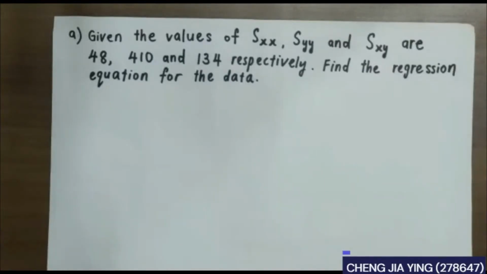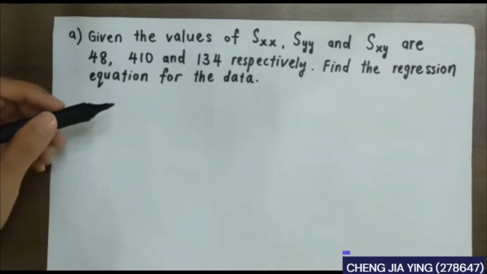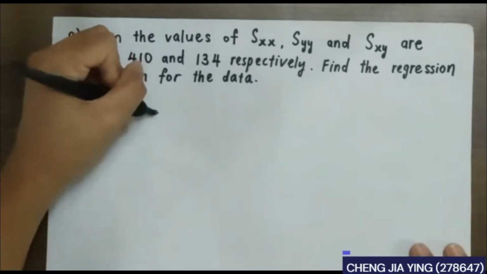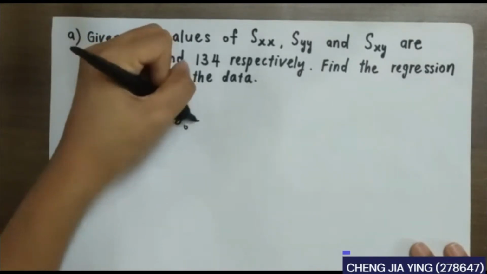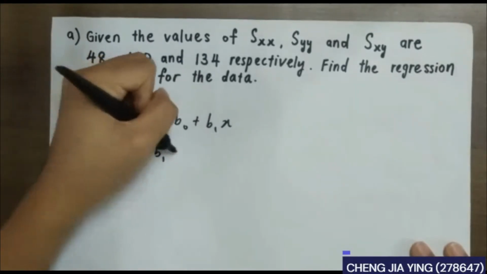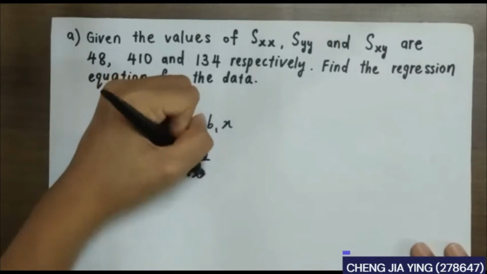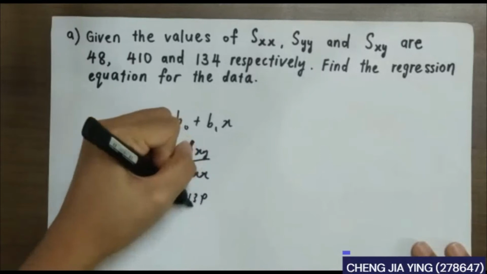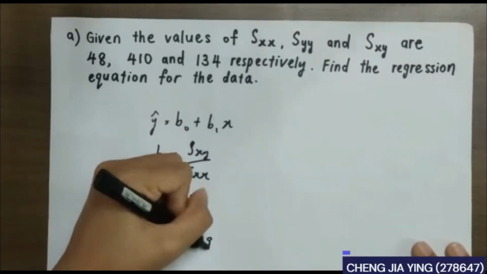Let's look at question A. Given the values of Sxx, Syy, and Sxy are 48, 410, and 134 respectively, find the regression equation for the data. We know that the regression equation is written as y equals b0 plus b1x. So we can find the value of b1 using the formula b1 equals Sxy divided by Sxx. We can substitute the values, which is 134 divided by 48. So we get the value of b1 as 2.792.